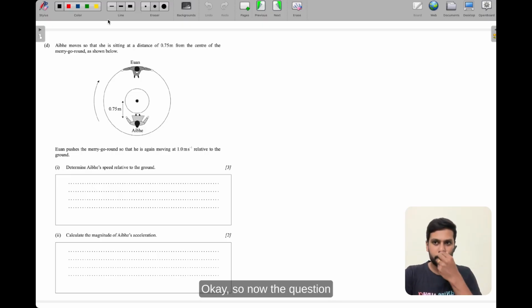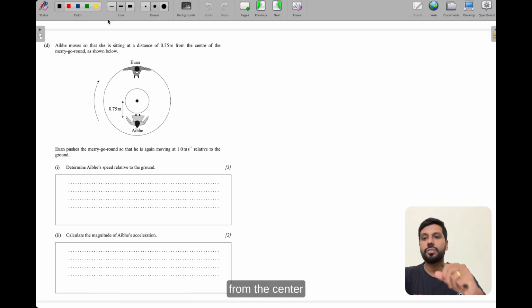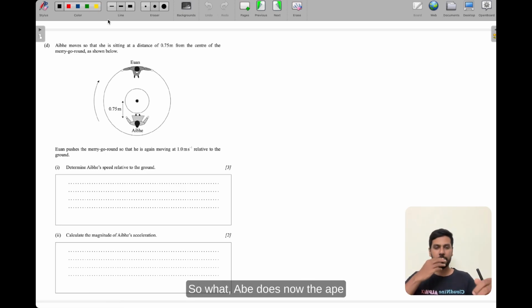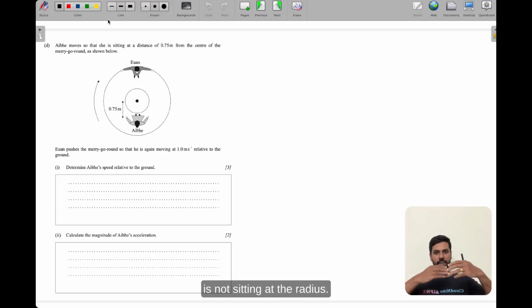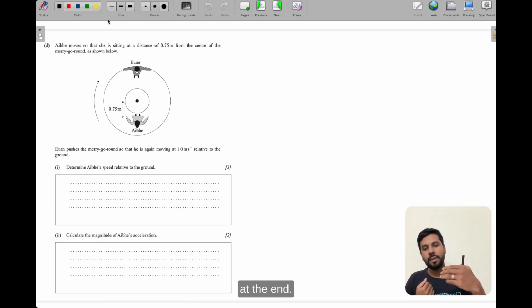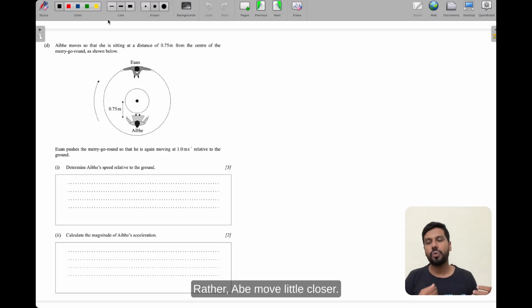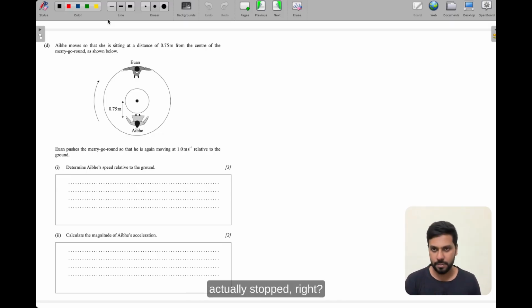Now the question says Abe moves so that he's sitting at a distance of 0.75 meter from the center of the merry-go-round. So Abe is not sitting at the radius, not sitting at the end. Rather, Abe has moved a little closer to the center. Now Eon pushes the merry-go-round so that he gets moving at 1 meter per second. So now remember, Eon has actually stopped, right?